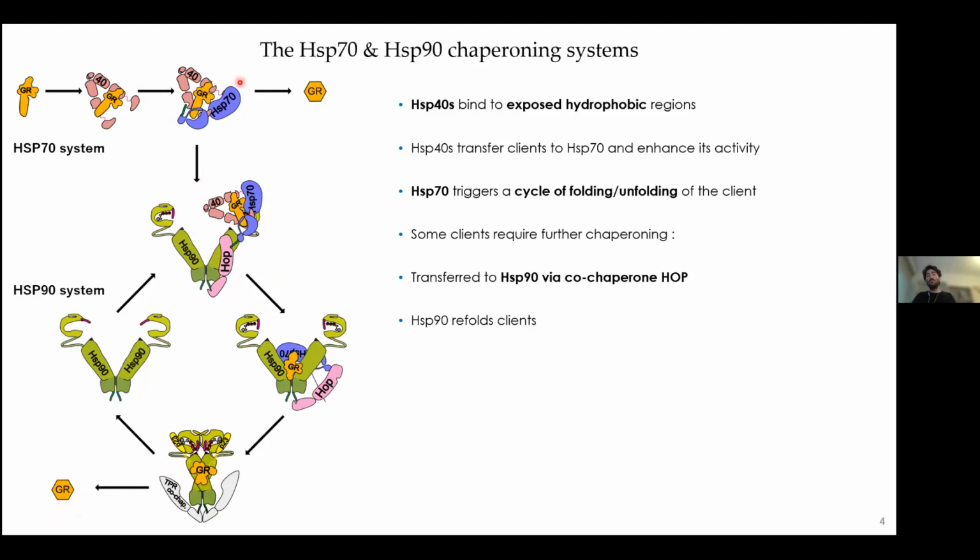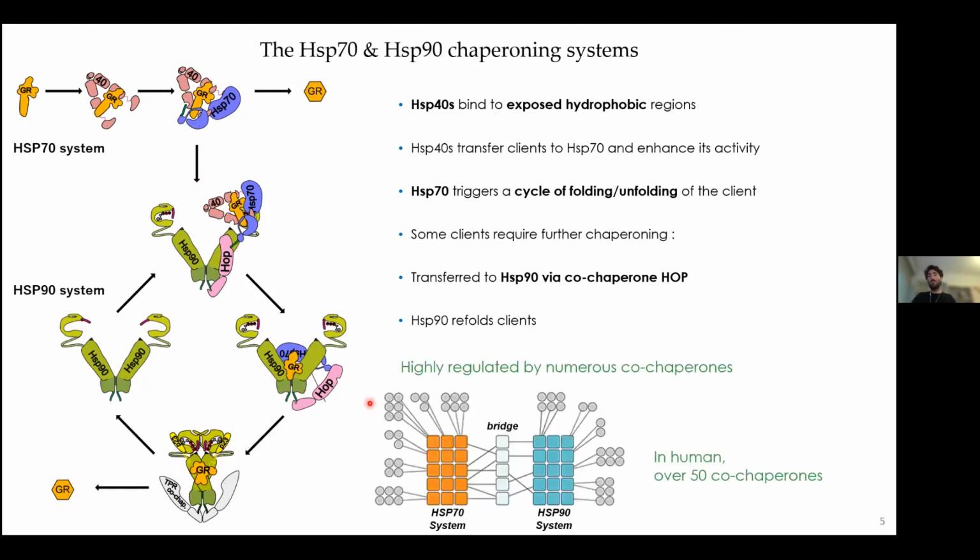Now, this is a very simplified view of the system. In reality, the Hsp70 and Hsp90 systems are highly regulated by many co-chaperones. Especially in multicellular organisms, or in human more specifically, we have over 50 co-chaperones that actually regulate either the Hsp70 system, the Hsp90 system, or connect them to each other. And this is something we're interested in in the lab. We are trying to characterize these co-chaperones, but also identify new ones.